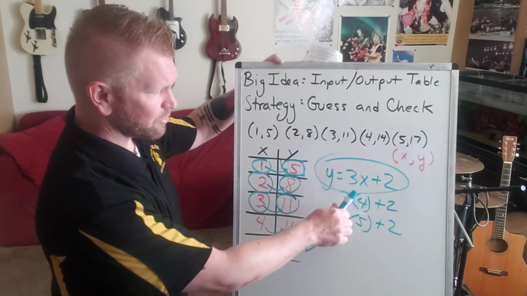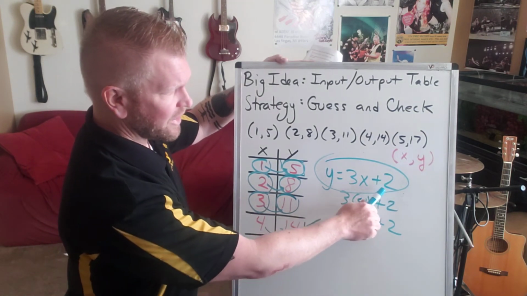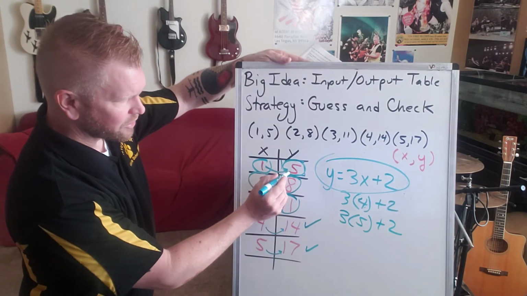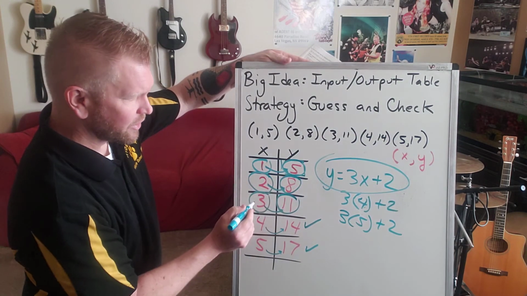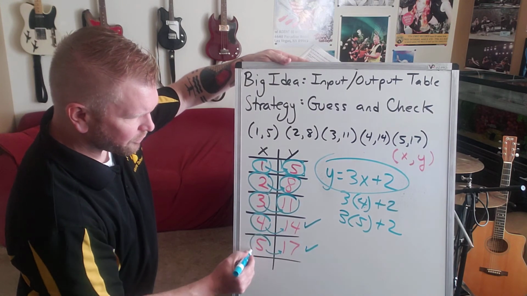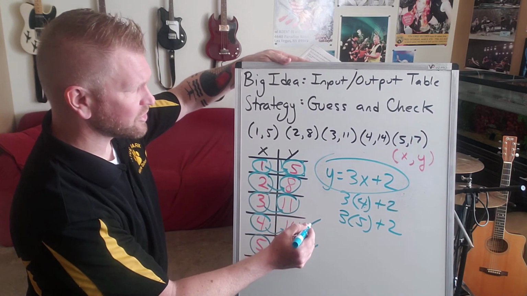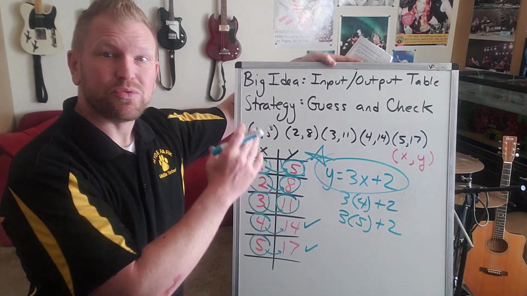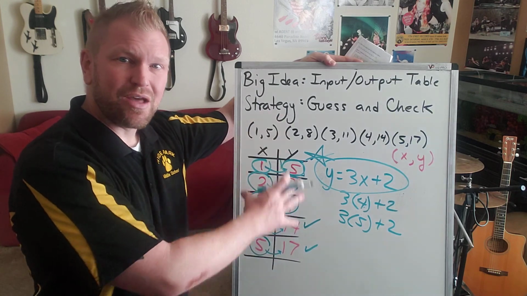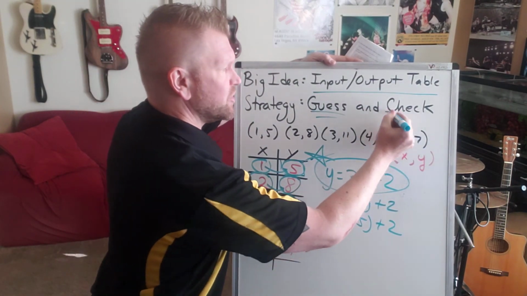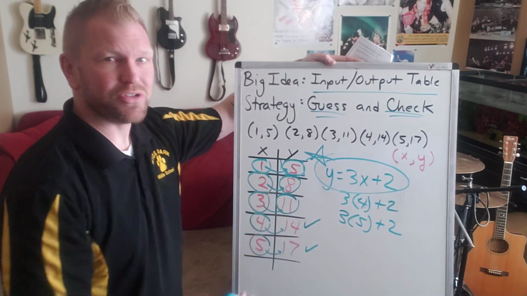So whatever the x number is, if you triple it and then add 2, you'll get the value of the y. Triple this and then add 2. It works every single time. This is the equation that shows the relationship between the x and the y. And we could see that in the input-output table. And we just guessed the equation and checked it by plugging in the x numbers to see if they worked.